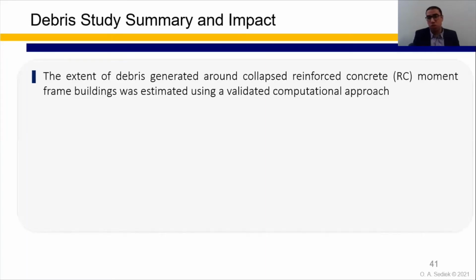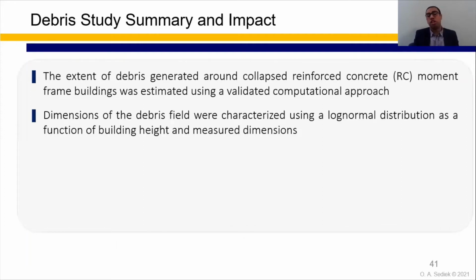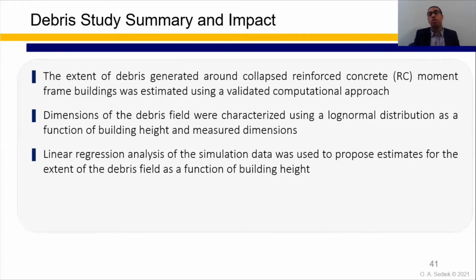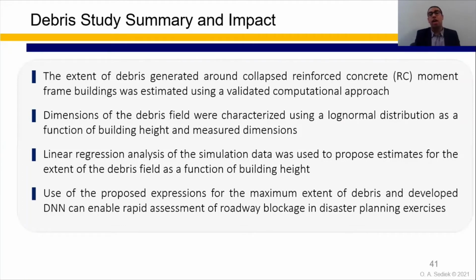So to summarize what was done in this study, the extent of debris around collapsed RC moment resisting frame buildings was estimated using a validated computational approach, as I showed, and the dimensions of the debris were characterized using a log normal distribution. We used linear regression to propose an estimate for the maximum extent of debris as a function of the building height. Using these proposed expressions with the deep neural network can enable rapid assessment of roadway blockage in disaster planning exercises.